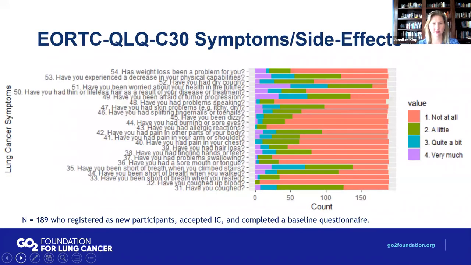Next slide. When we take a first look at these validated tools, what I'm showing here is just people who've registered as new participants and completed this baseline questionnaire since all of this launched. The EORTC QLQ-C30 is actually a general cancer instrument, not specific to lung cancer, but we can see things that we would expect in lung cancer already. You can see where the green goes to the right. I don't have a pointer here, but you can see anxiety and worrying is very high, which is something we very commonly see. Similar for cough, similar for shortness of breath. Things that are known symptoms and side effects in lung cancer are already coming out in these new longitudinal surveys.